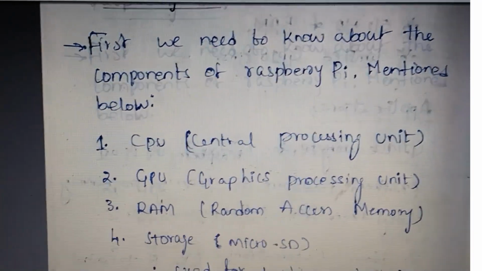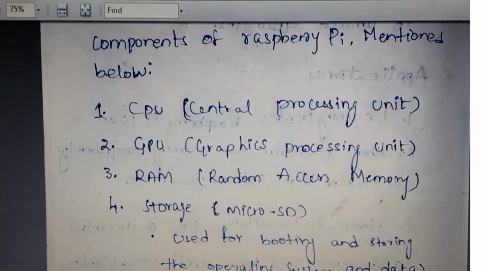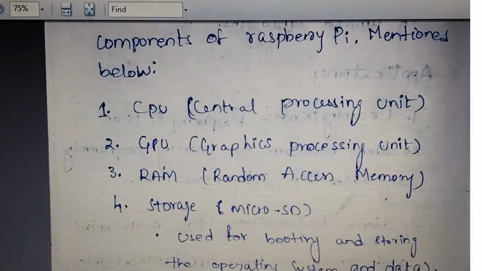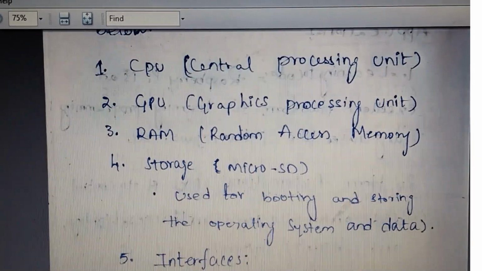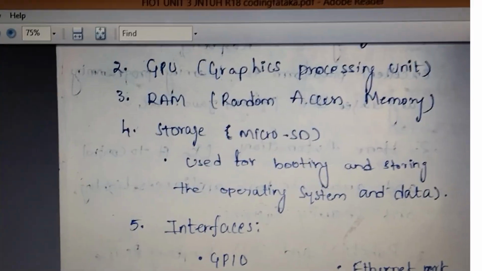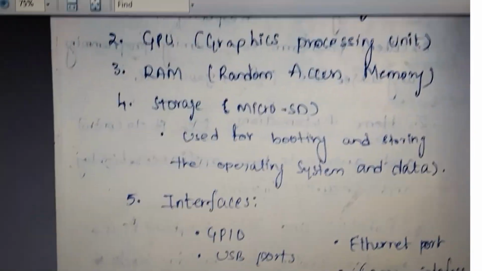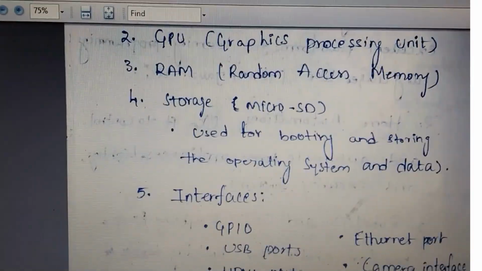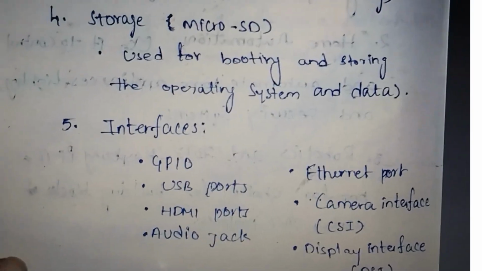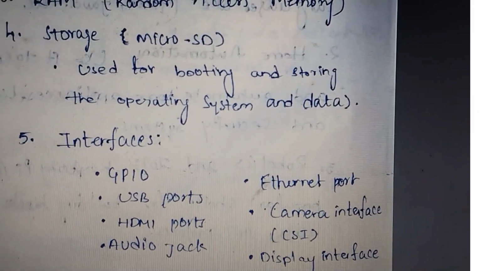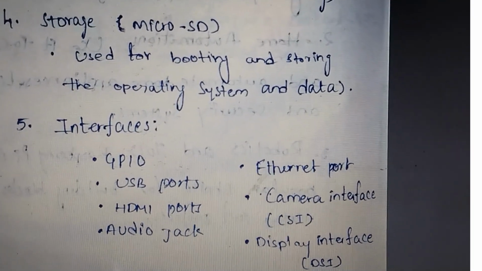First one is the CPU, central processing unit, like a computer. GPU, graphical processing unit. RAM, random access memory. Storage, micro SD card, used for booting and storing the operating system and data also. Okay, and the fifth one is the interfaces. What are the interfaces? We have GPIO pins. By using this one we are interfacing with the Raspberry Pi, and USB ports.